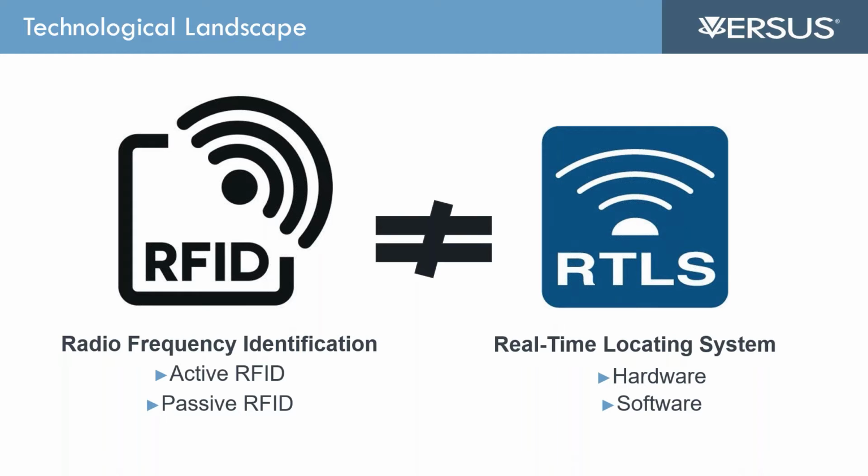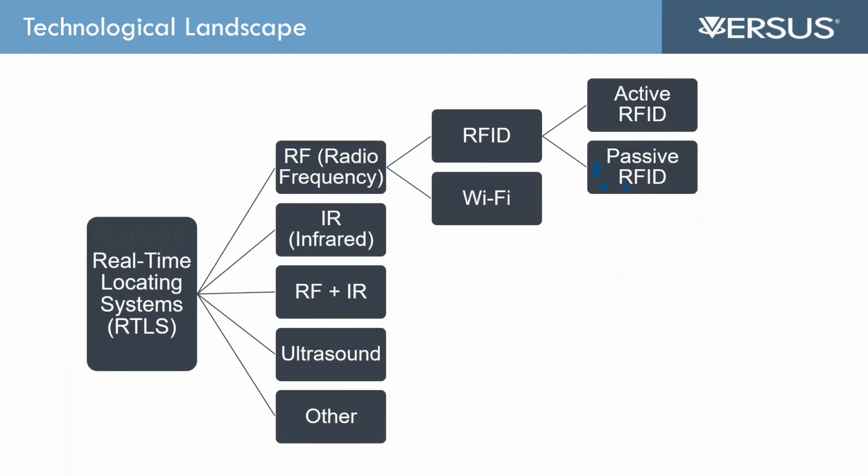RTLS, on the other hand, may actually leverage RFID, specifically the active RFID, but it's about the real-time display of this information. It's about passively conveying that real-time location. It has hardware and software typically, but it often then leverages these technologies to give you that real-time locating.